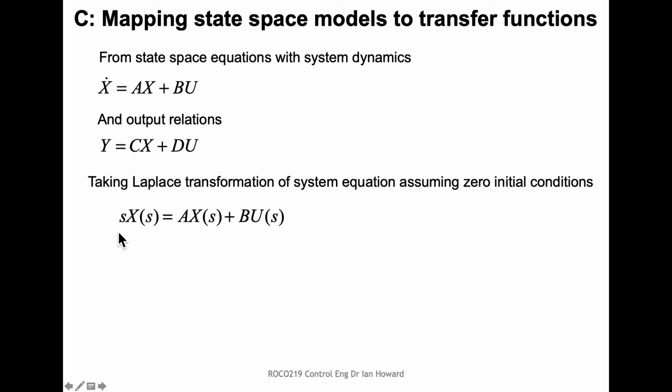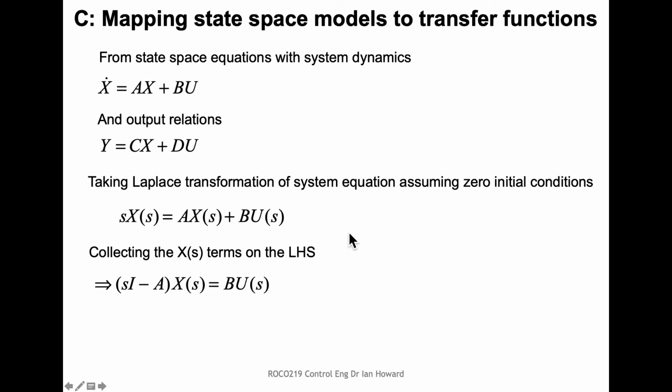you could always say as well, x dot goes to s times x of s, right? A is just a scaling matrix, x goes to x of s, B is a scaling again, and u goes to u of s. So that's easy for the first equation. Then all we need to do is collect up all the x of s terms together, right? So we collect them up.